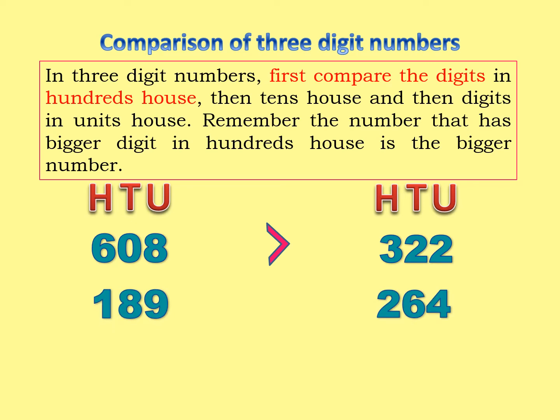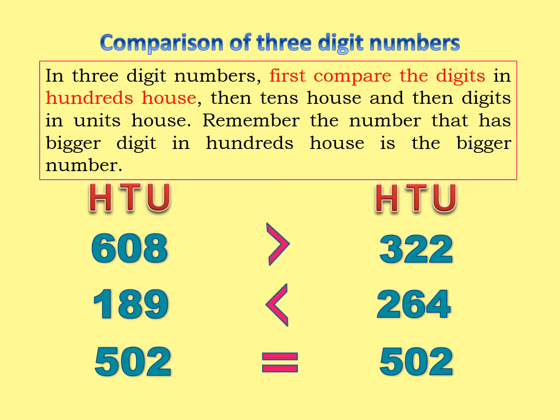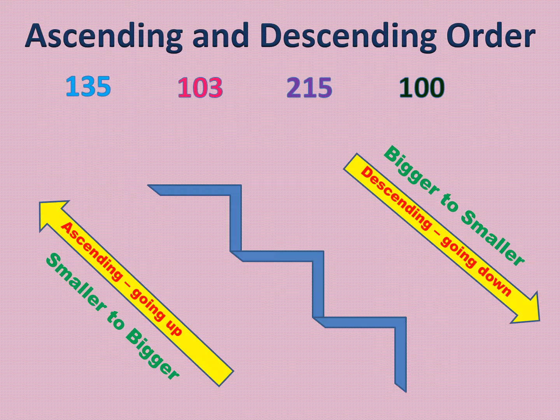189 and 264. In 189, the hundreds place digit is 1. In 264, the hundreds place digit is 2. 2 is greater than 1, or we can say 1 is less than 2. Therefore, 189 is less than 264. Here are the same numbers, 502 and 502. Therefore, we will use the symbol equal to compare these numbers.